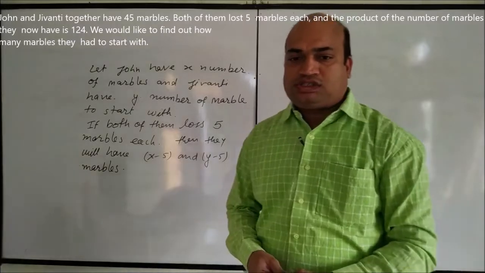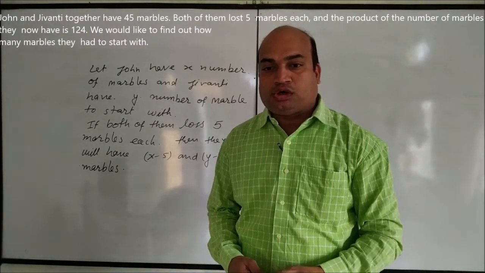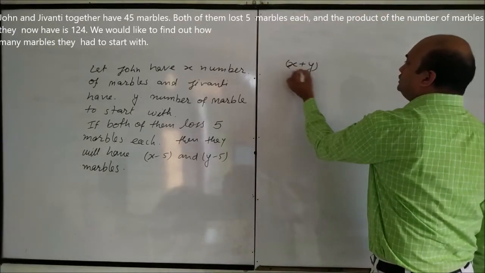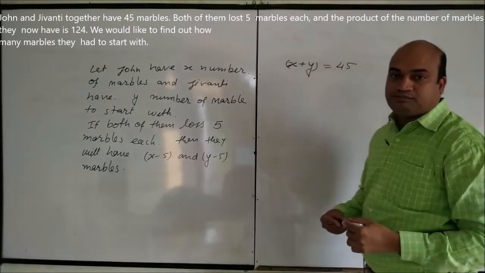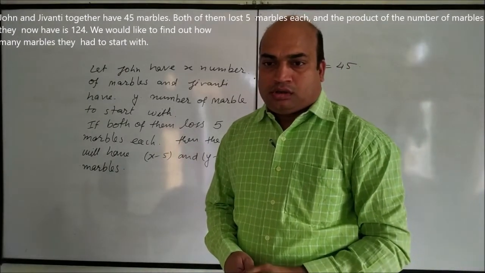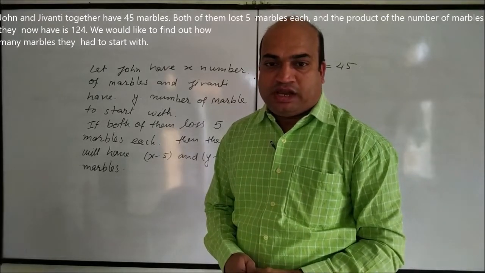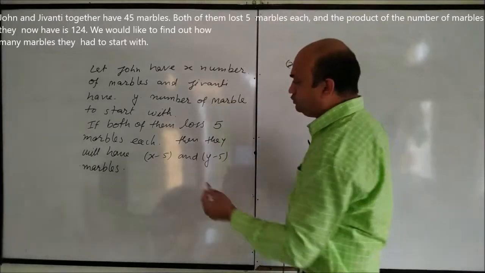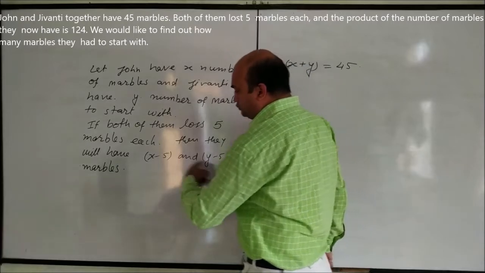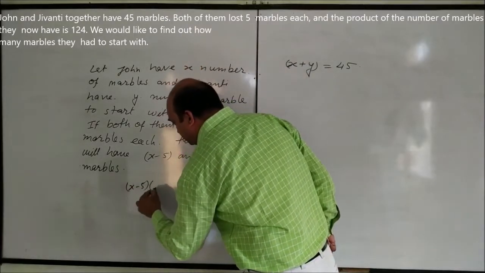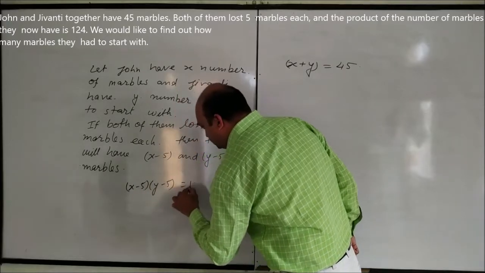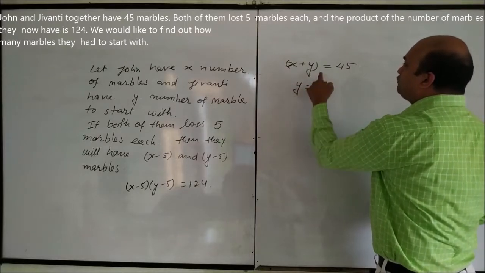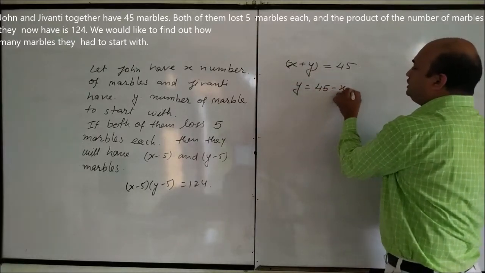marbles. The question says John and Jivanti have 45 marbles, then X plus Y is equal to 45. If they lost 5 marbles each, the product of the marbles they have now is 124. After losing 5 marbles, the product of their marbles is given as 124. From here we calculate the value of y as 45 minus x.